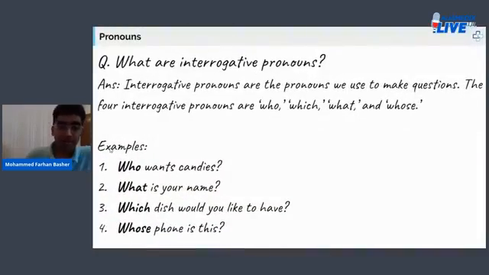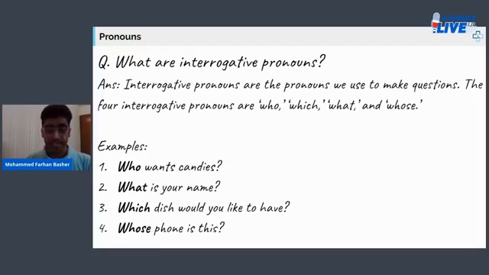Now we have interrogative pronouns. What are interrogative pronouns? Interrogative pronouns are the pronouns we use to make questions, right? The 4 interrogative pronouns are who, which, what, and whose. Very easy to remember. These are the 4 interrogative pronouns we have. And we use them when we want to make questions. Okay? Let's take a look at the examples here.